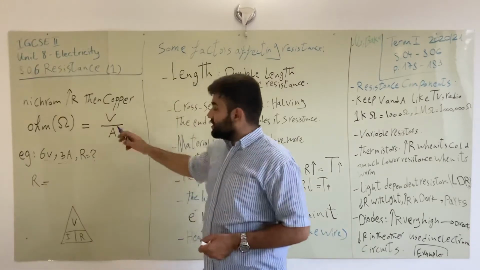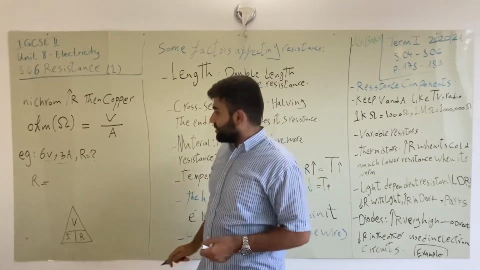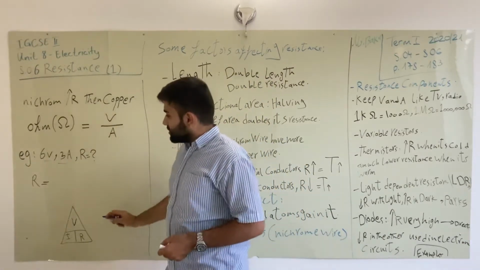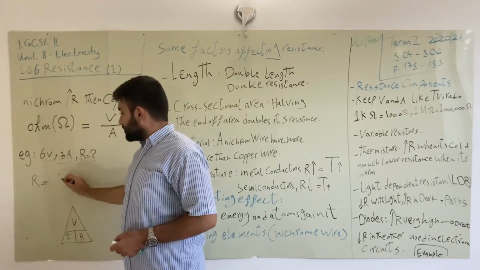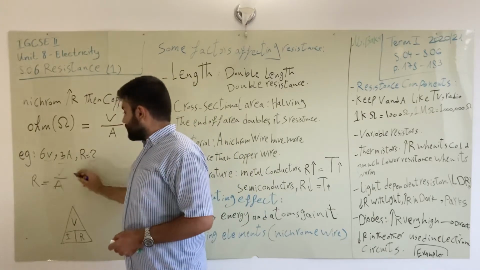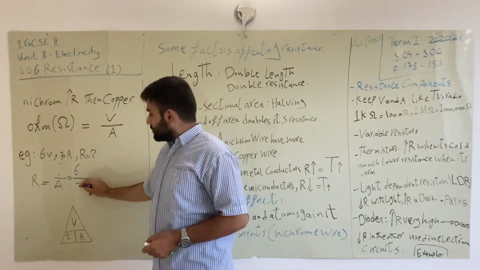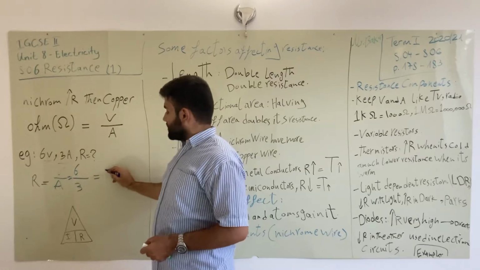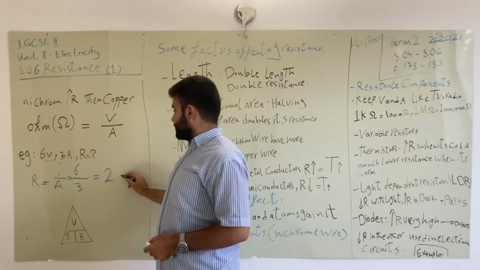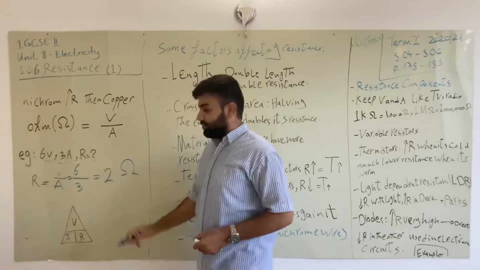So as we say, it's volts over amperes. The voltage is 6, the current is 3, so 6 over 3. That means I have a resistance of 2 ohms.